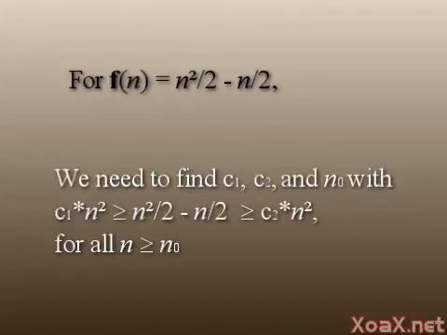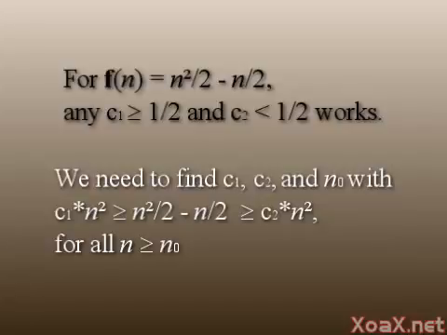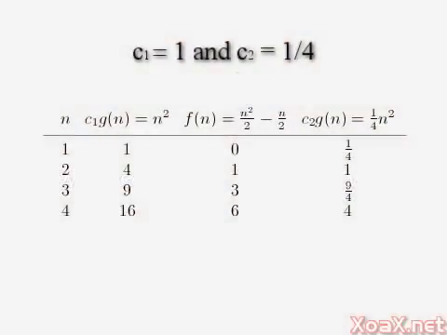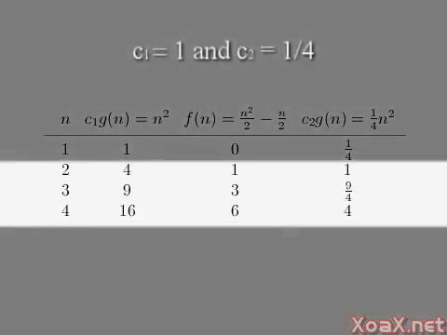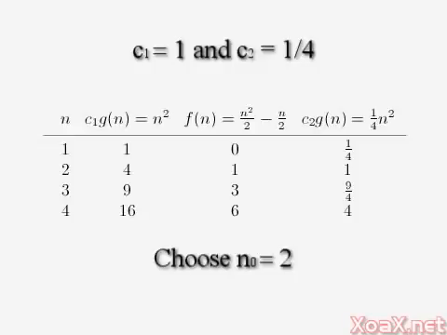Since our coefficient is 1/2 on the n squared term for f of n, any value of c1 greater than or equal to 1/2 and any value of c2 less than 1/2 will work to demonstrate that Bubblesort is big theta of n squared. For simplicity, we choose c1 equals 1 and c2 equals 1/4. Here's a table of the first few values for each function. Notice that any value of n greater than or equal to 2 appears to satisfy our inequalities, so we choose n0 equal to 2.